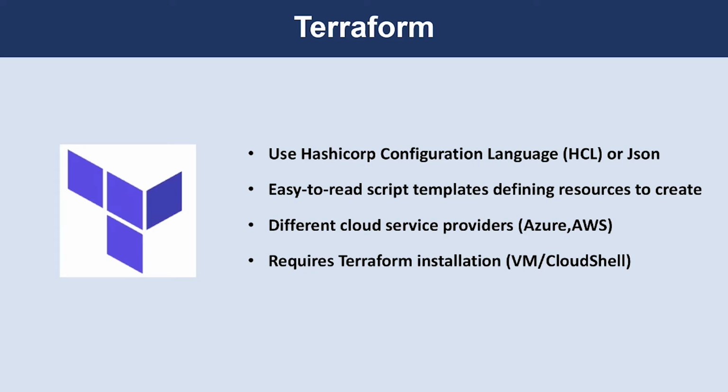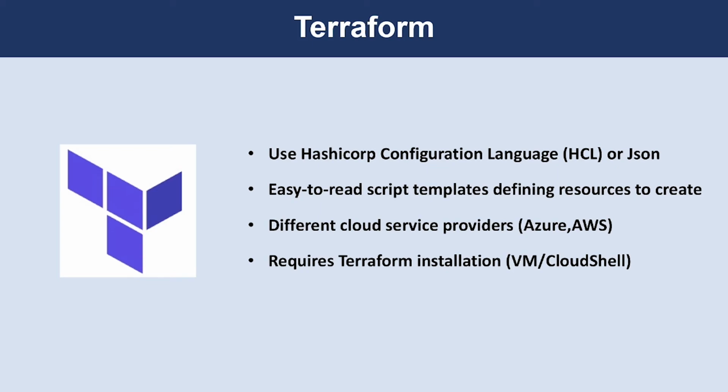Terraform is an open source infrastructure as code software tool. You can create infrastructures by using HashiCorp Configuration Language, or HCL. This language is created by HashiCorp. You can also use JSON. Terraform lets you create relatively easy to read script templates that define what type of resources to create, regardless of the cloud service provider. You can build your environment by using different cloud service providers such as Microsoft Azure and Amazon Web Services. This way, you can ensure that your environments are identical across cloud providers.